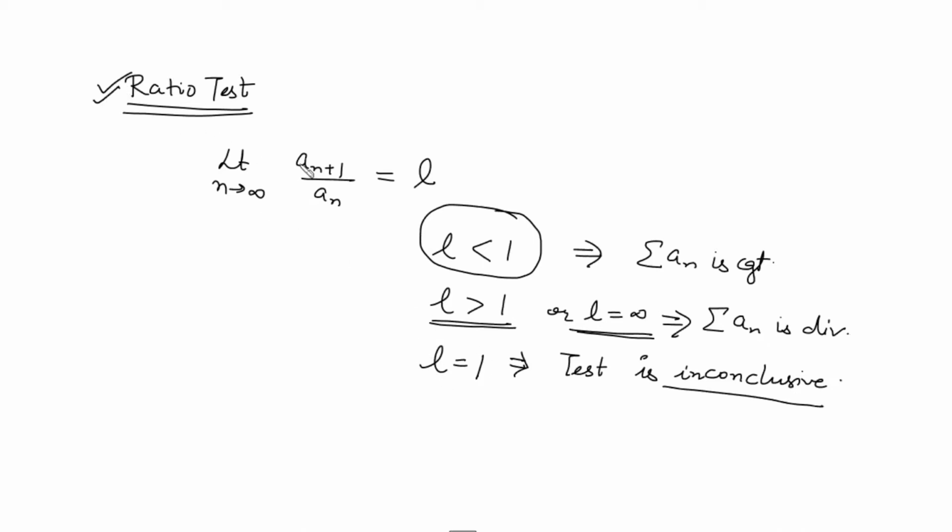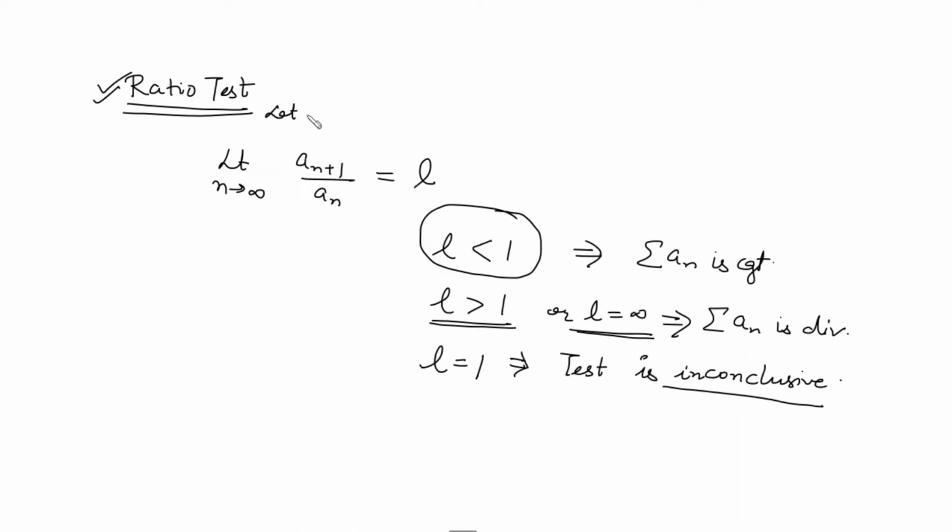Let's say we have a series with positive terms. Then we find the ratio of the n plus 1th and nth term, and then find the limit as n approaches infinity. Let it be L. Three possibilities arise: either this L is less than 1, greater than 1, or equal to 1. In case L is strictly less than 1, your series is convergent. Whenever L is strictly greater than 1 or infinity, your series is divergent. And for L equal to 1, the test is inconclusive, meaning this test fails.